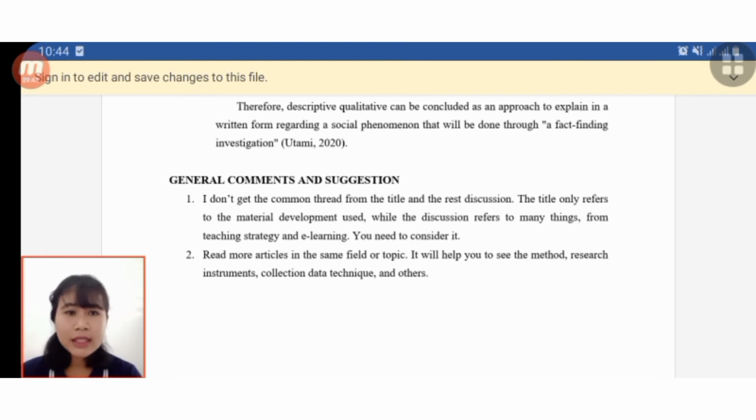And last, I will give my general comments and suggestions. First, I didn't get the common trait between the title and the rest of the discussion. The title only refers to the material development used, while the discussion refers to many things, from teaching strategy and e-learning. I think you need to consider it. What is the focus of your study? The second one is to read more articles in the same field or topic as your research. It will help you to see the method, research instrument, data collection technique, and others.